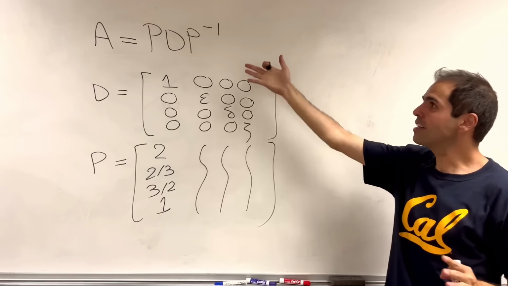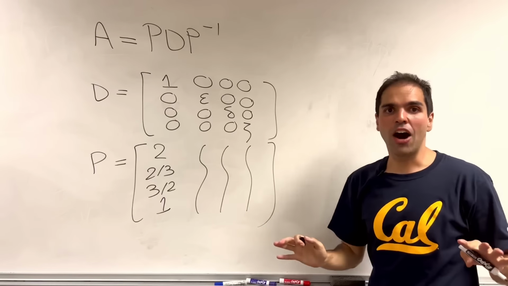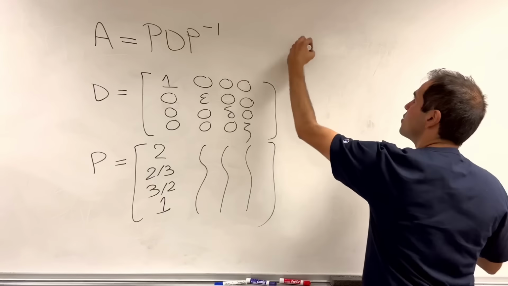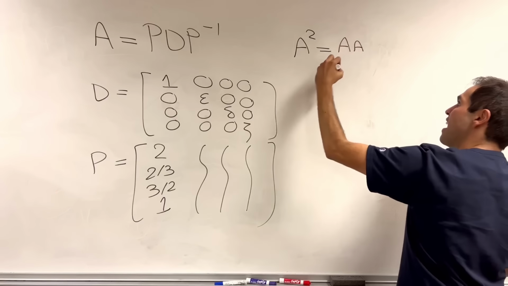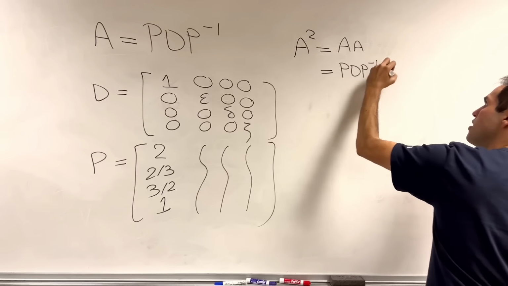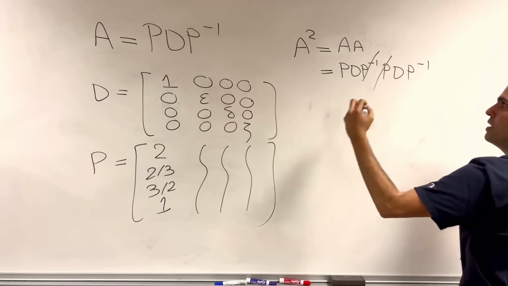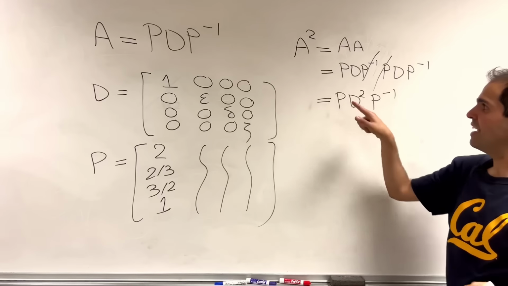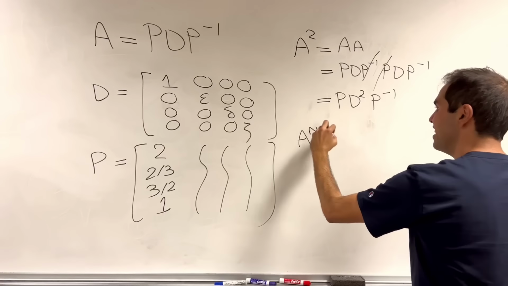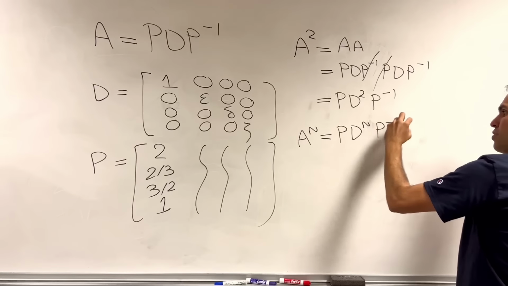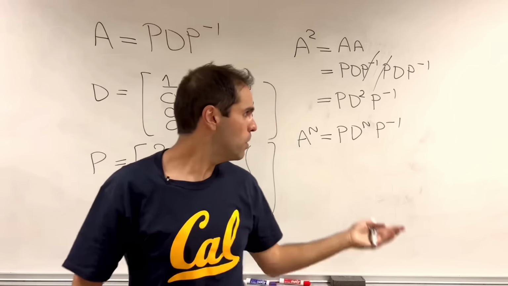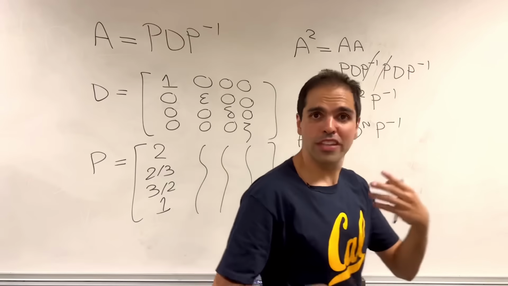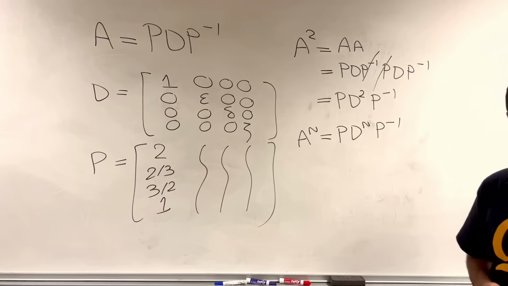And why is this important? Because this decomposition allows us to calculate any power of A quite easily. For instance, A squared is AA, which is PDP inverse, PDP inverse, and the P inverse and P cancel out, and you get PD squared P inverse. So A squared is PD squared P inverse, and in general, A to the N is PD to the N P inverse. But as we'll see soon, D to the N is very easy to calculate, which allows us to calculate A to the N in a much easier way.